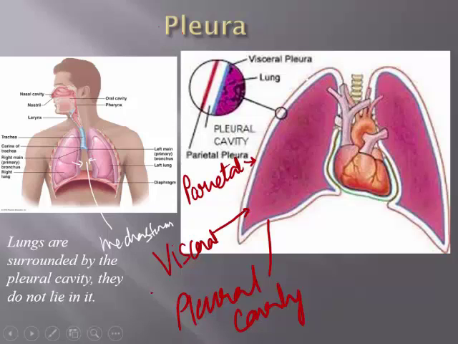The lungs are surrounded by this pleural cavity. So the layer which invests the surface of the lung is intimately attached to the surface. You cannot separate it. That is called the visceral layer. This layer which lines the inside of the thoracic cavity is the parietal layer. In between them is the pleural cavity, which has very little thin fluid which lubricates the lungs. As the lungs expand and contract, it helps to cause frictionless movement. So the lungs are only surrounded, they don't lie within the pleural cavity, just like the heart.